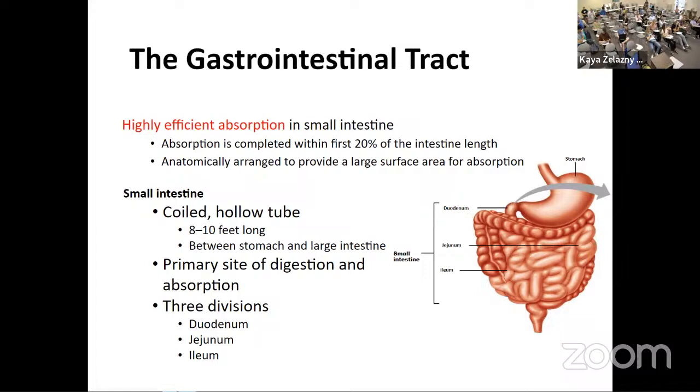So beginning with the small intestine, this is a coiled hollow tube, 8 to 10 feet long, located between your stomach and your large intestine. Okay, so stomach here, large intestine beginning like here. So all of this stuff, right? I'm obviously not tracing the actual folds here, but that's all small intestine. Okay? So this is our primary site for digestion and absorption. So in this first 20% of your intestine length, we have three parts. So we have the duodenum, the jejunum, and the ileum. Those are in order.